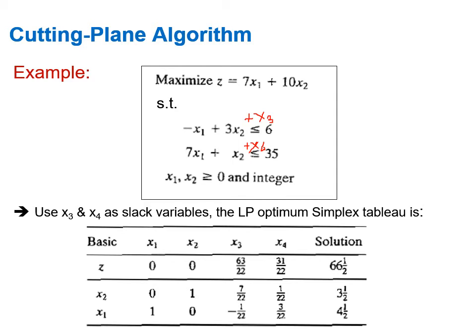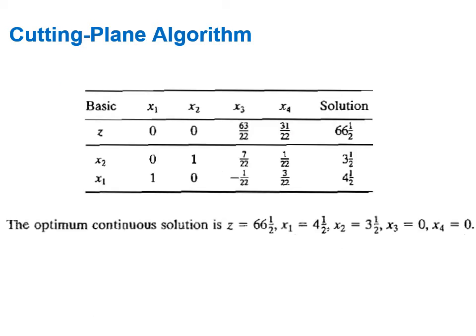You can see the solution from this tableau. The z value is equal to 66.5, x1 value is equal to 4.5, and x2 value is equal to 3.5. This is exactly the same as the graphical solution that we obtained in the previous slides. As I said, the LP relaxation optimum value is this one. Z is this, x1 value, x2 value, and x3 and x4, the slack variables, are 0.